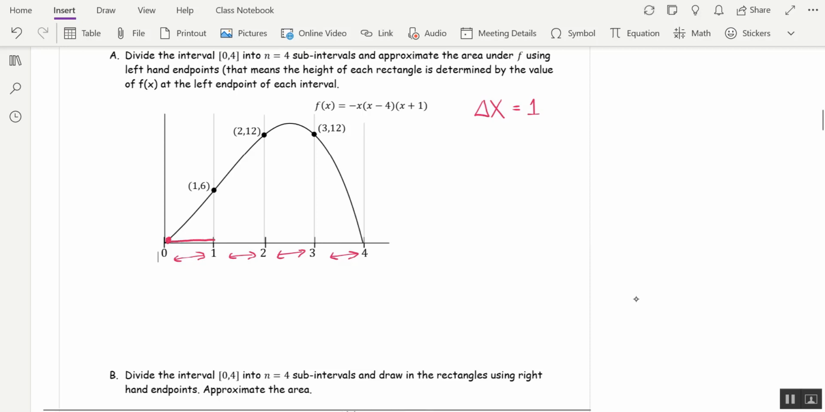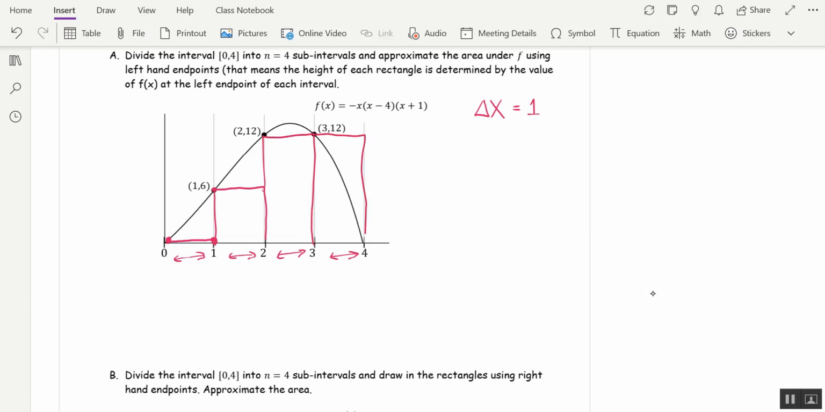That's 0. So that's called a degenerate rectangle. The height of the second rectangle would be determined by the value of the function at the left-hand endpoint of the second interval, which is 1. So that height is 6. So the second rectangle has height 6. The third rectangle has height 12, and the fourth rectangle has height 12. So we can approximate the area under the curve by the area of these 4 rectangles. So 0 times 1 plus 6 times 1 plus 12 times 1 plus 12 times 1. And that would be 30.